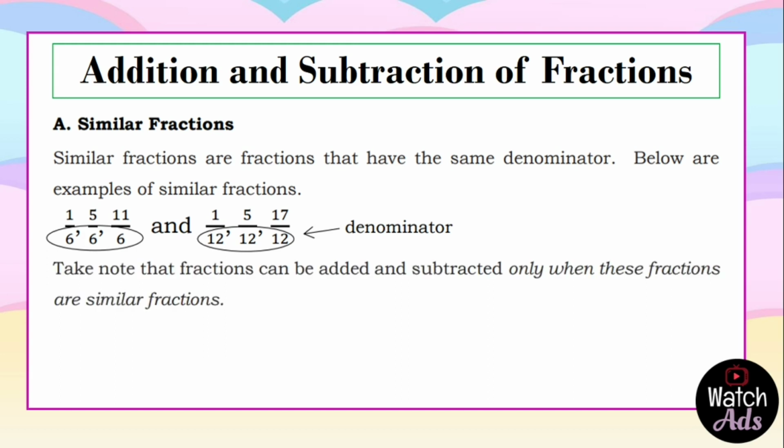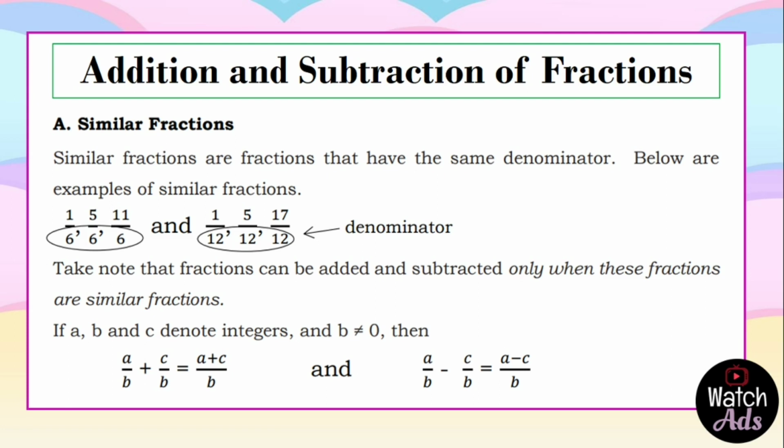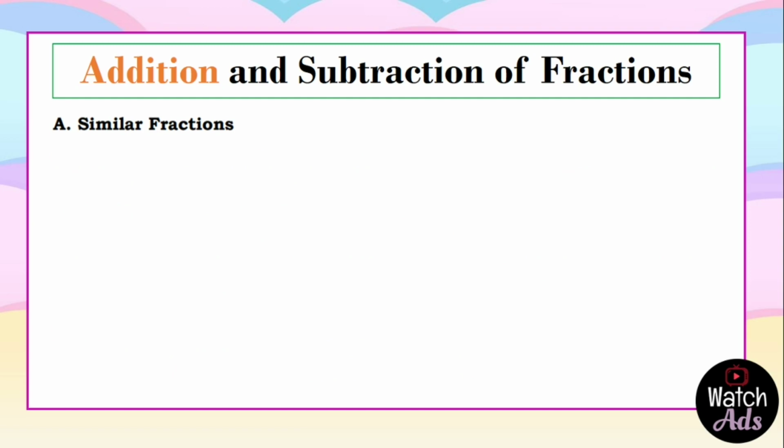Take note that fractions can be added and subtracted only when these fractions are similar fractions. If a, b, and c denote integers and b is not equal to 0, then a over b plus c over b is equal to a plus c over b, and a over b less c over b is equal to a less c over b. To better understand that, let's have examples.